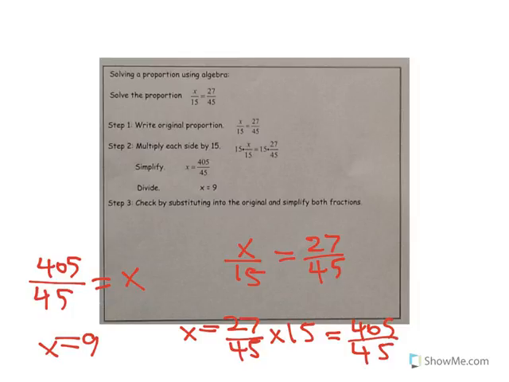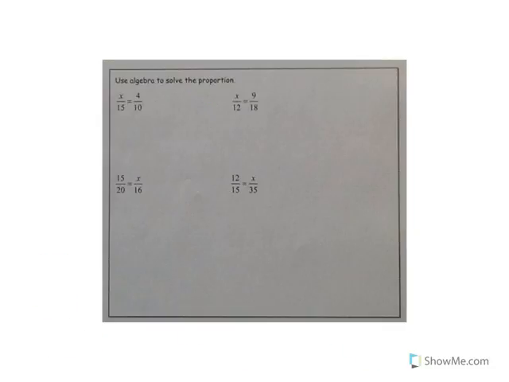I personally like to think of it as the two numbers times each other that are across, divided by the one that's opposite the variable. So, for example, in this one right here, it would be 15 times 4, so that's 60, and then divided by 10. That's going to give me 6, and that's what x's value is.